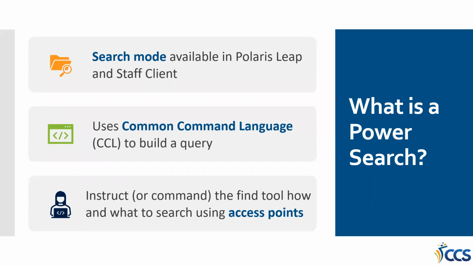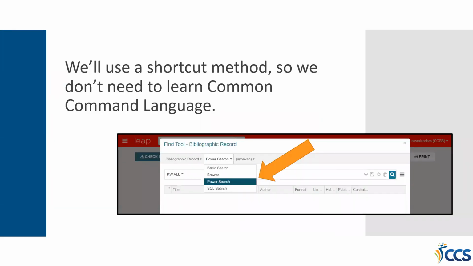Power Search Mode uses Common Command Language, or shorthand CCL, to build a query. If you're writing a query from scratch, it's a more advanced way of searching where you're commanding the find tool how and what to search using access points. But like I said earlier, we're going to use a shortcut method where we don't write queries from scratch, so we don't need to learn these access points and the numbers or codes that you need to use with them. However, I do think it's important to have a general sense of what one of these queries looks like, so I want to give some basics of a power search structure.